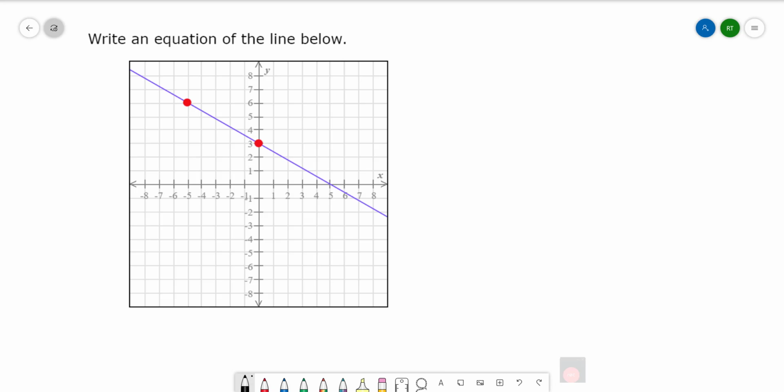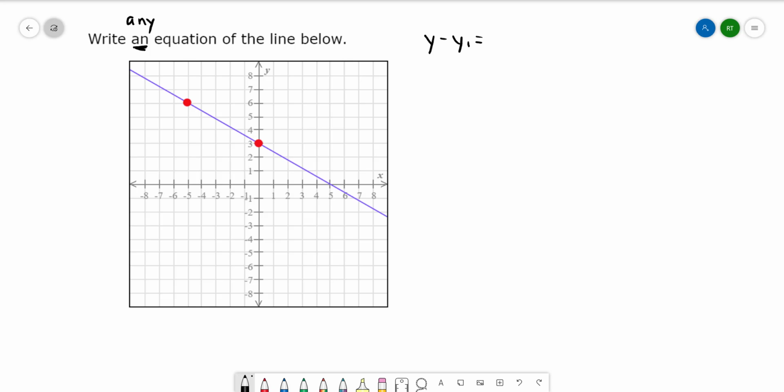We're going to look at two different problems, and in this case they're asking us to write an equation of the line below. Pay attention to this word here, write an equation. So it's basically like saying write any equation. It doesn't matter what format. And there are two different ones you should know.